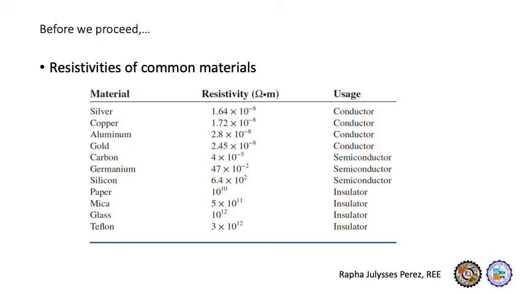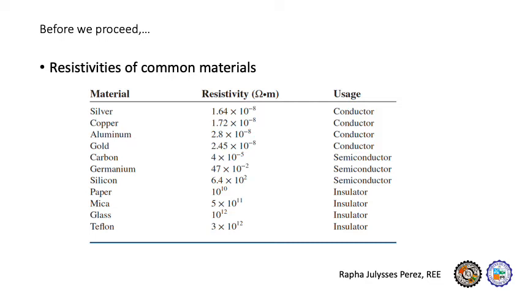We do not use silver and gold as extensive conductors, because they are really expensive and you would rather use them as jewelry and things like that. Hence, we are using copper and aluminum as our main source of conductor.